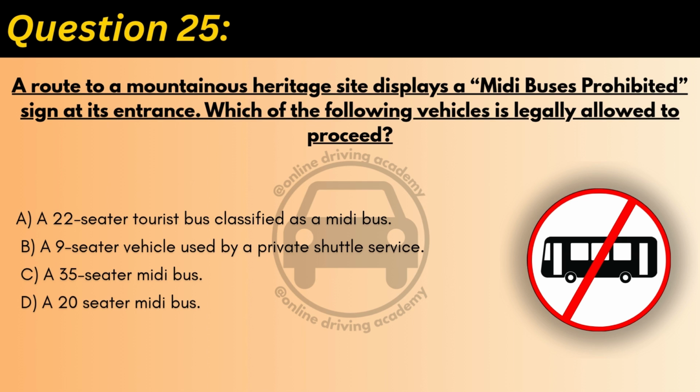So options A, C and D are all going to be classified as a minibus, right? Obviously you can see directly from the answer itself. So basically they want to know which vehicle is going to be allowed. And option B, a 9-seater vehicle, is not going to be classified as a minibus. Therefore, option B is going to be allowed. Because remember, the sign is only going to prohibit minibuses. Therefore, option B will be our correct answer.